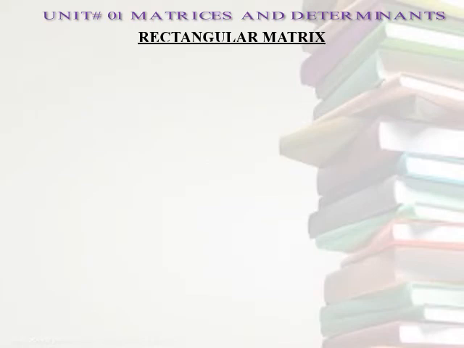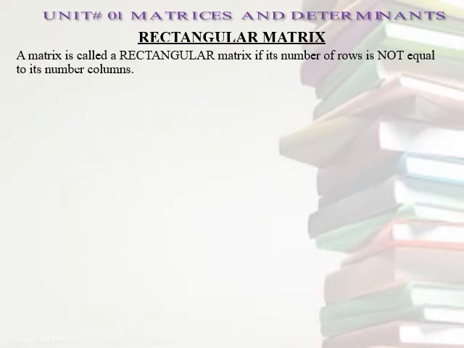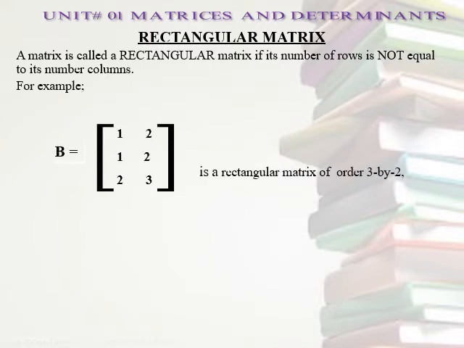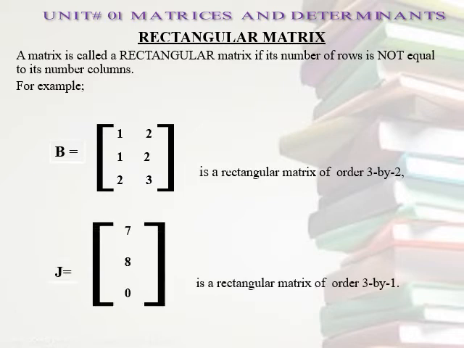Next one is rectangular matrix. A matrix is called a rectangular matrix if its number of rows is not equal to its number of columns. For example, in matrix B, number of rows are 3 and number of columns are 2. As number of rows is not equal to number of columns, B is a rectangular matrix of order 3 by 2. Similarly, J matrix has 1 column and 3 rows, so it is also a rectangular matrix and its order is 3 by 1.